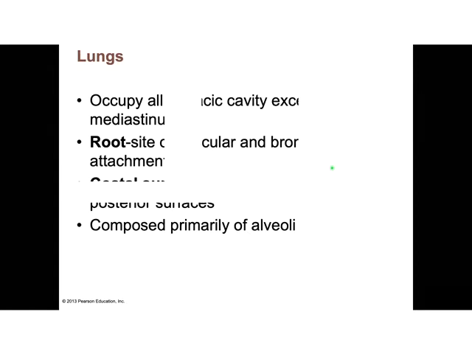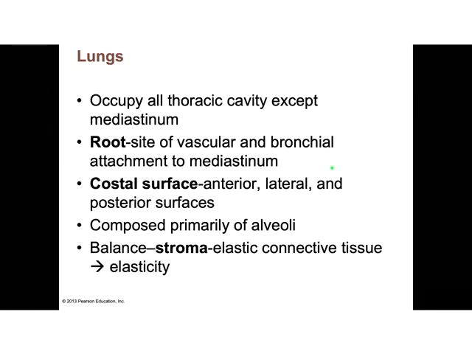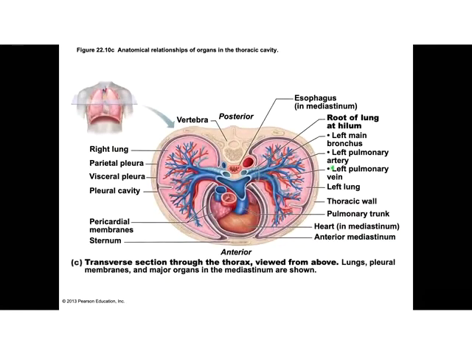The lungs occupy the entire thoracic cavity with the exception of the mediastinum. The root is the site of vascular and bronchial attachment to the mediastinum. Costal surface has an anterior, lateral, and posterior region. It's called costal because it is in contact with the costal cartilages of the ribs and the ribs themselves. It's composed primarily of alveoli. The rest is stroma, which is elastic connective tissue that lets the lungs stretch out and recoil when you breathe.